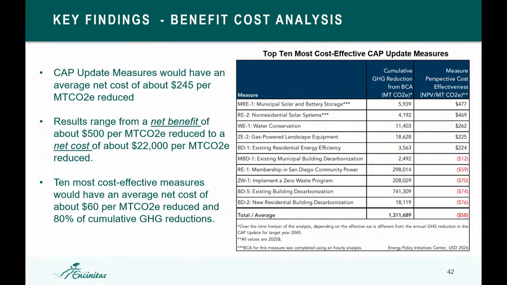The chart on the right shows the 10 most cost-effective measures, and on average, they would have a net cost of about $60 per metric ton reduced, and also represent about 80% of the cumulative greenhouse gas reductions that were part of the benefit cost analysis calculations.